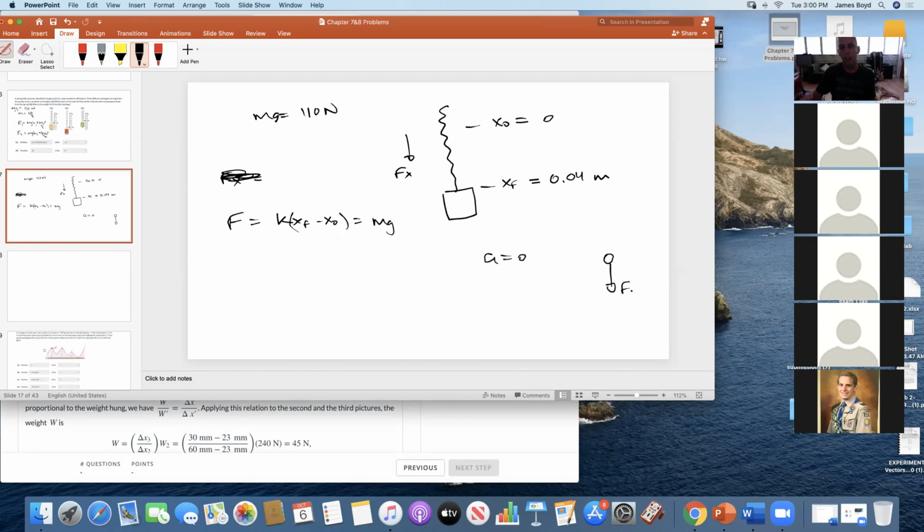There is a force due to the spring. There is a force due to gravity. Because they're equal and opposite, they're equal to each other, but the acceleration is 0. This is the change of the spring force, and that's equal to mg. k, if we assume that this is 0, then mg over x final, which is 110 over 40, gives us k as 6.5, I think, or whatever it was, 2.75 newtons per meter.